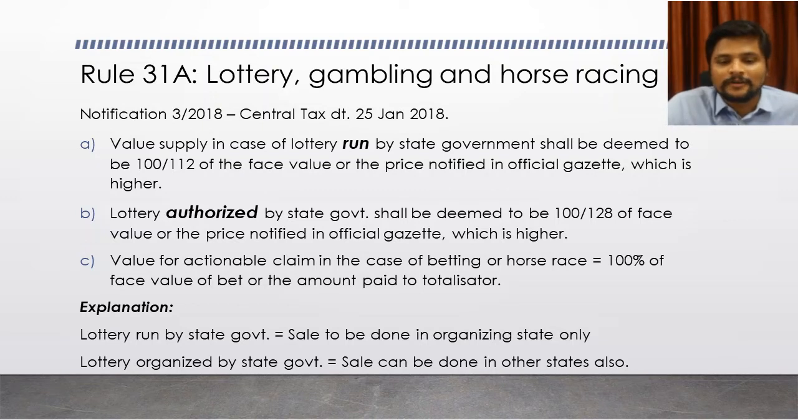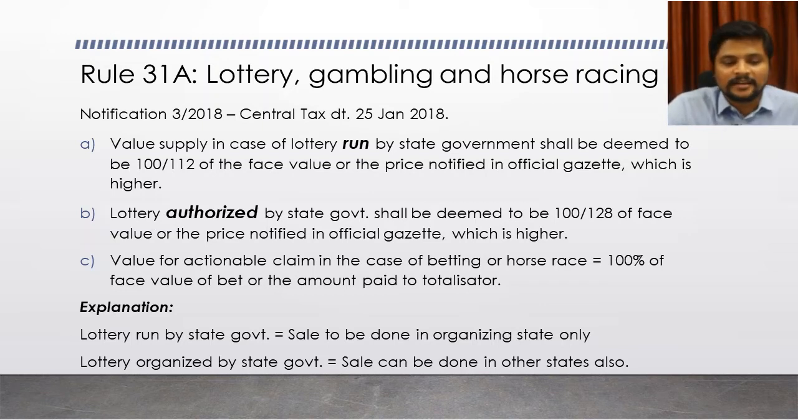In that case, the value for the particular lottery will be determined as 100 divided by 112. 100 is the numerator and the denominator is 112 of the face value. Either it is on the face value or it will be on the price notified in the official gazette. Among these two prices, whichever is higher, on that you will have to apply this 100 divided by 112, and whatever the resultant answer you are getting, that will become the value for this particular lottery, at least for the purpose of GST.